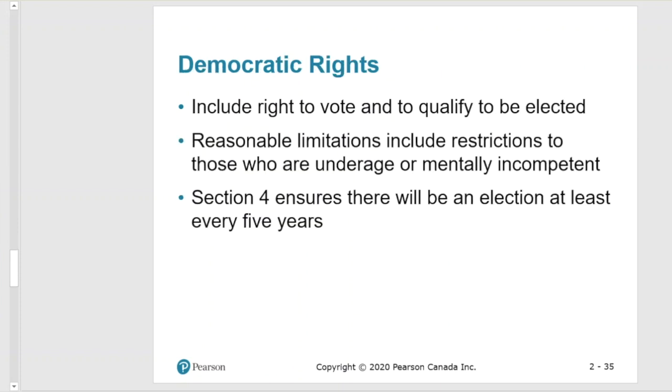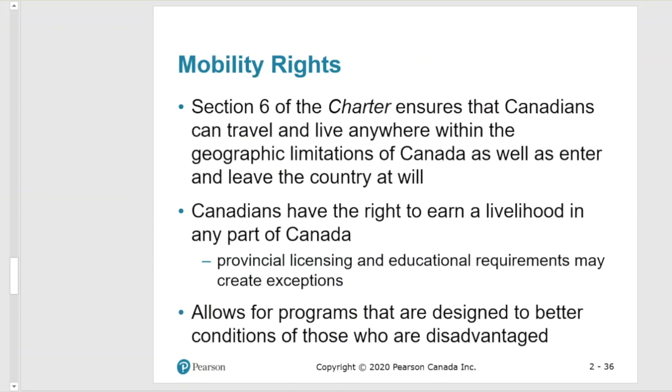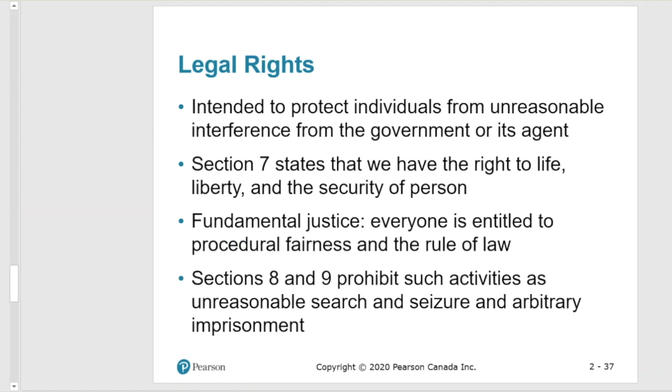Okay? We have democratic rights. An example here is an election every 5 years, so that government may change. We have mobility rights. As I said, we have the right to go, to stay. But again, in the example I gave you, there were restrictions for COVID-19. We also have legal rights, very important. Section 7 says we have a right to life, liberty.